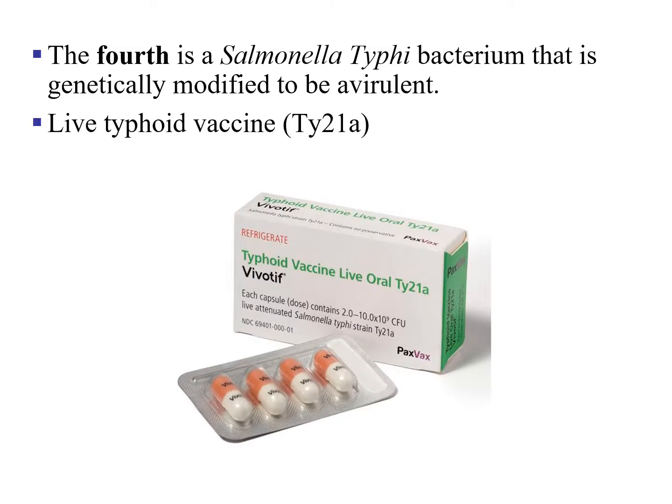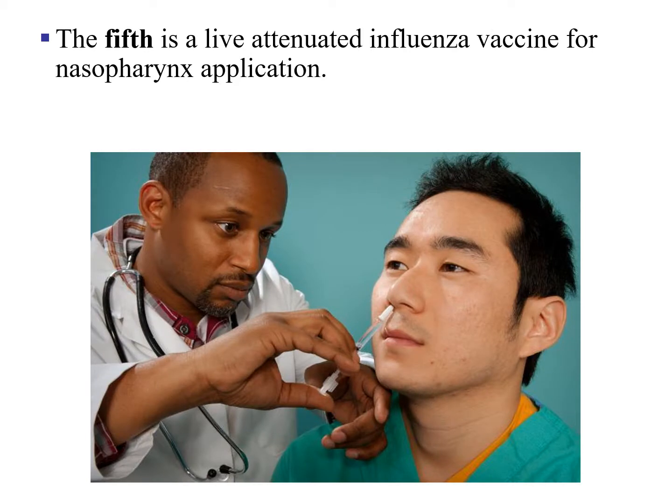The 4th genetically recombined vaccine is for Salmonella Typhi, which is a bacterium. And it has been genetically modified to be avirulent. So the live typhoid vaccine is Ty21a. This is a recombinant vaccine. The 5th recombinant vaccine is from a live attenuated influenza virus. This is used as a nasal pharynx application.